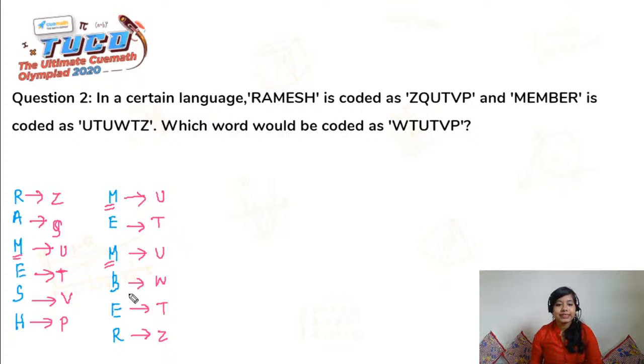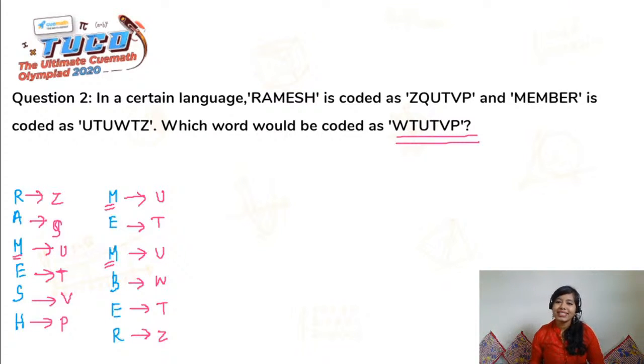Similarly for R, it is Z. And here also for R, it is Z. And is there anything else? For E, it is T and E is T. That means we are going to follow the same mapping for this as well. But this is the mapped version, because they are asking which word would be coded to this. As in, this is the coded version. We have to find the word from here.